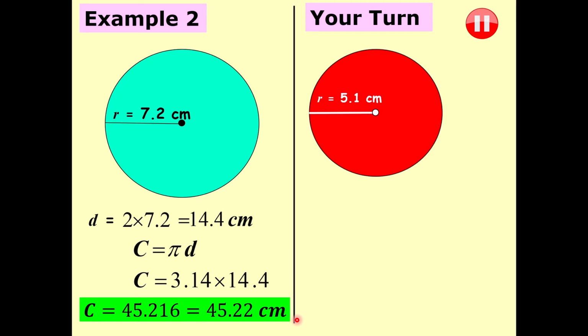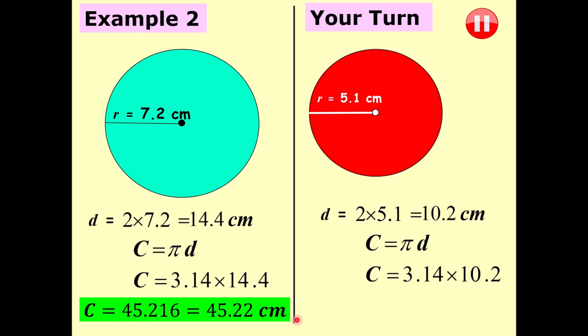Okay, so here again we've been given our radius. So in order to find our circumference, we need to know the diameter. But we can figure that out by simply doubling our radius. So 2 times 5.1 gives you 10.2. Then we're going to go ahead and use the formula that we've seen previously. So C equals pi times D.